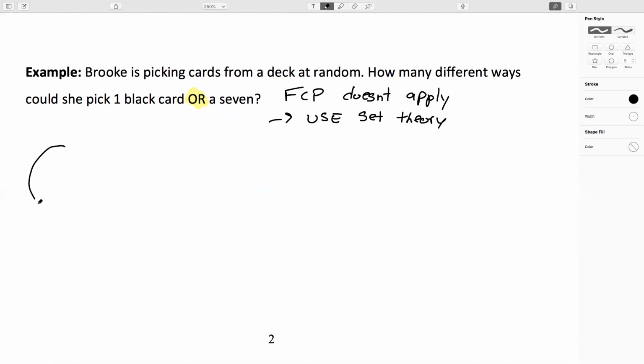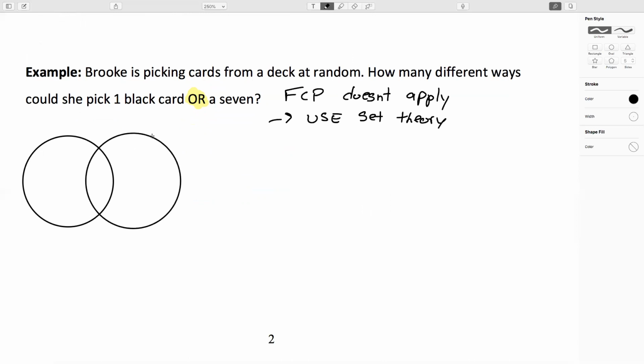So let's draw our Venn diagram first. The one on the left will be black cards. The one on the right will be 7s. And we're just going to write the numbers. We're not going to actually list every single one. As far as black cards go, there's 13 of each suit, and there's 2 suits, so there's 26 cards. As far as 7s go, you've got 1 7 for each suit. So in the deck of 52, you're going to have 4 7s.